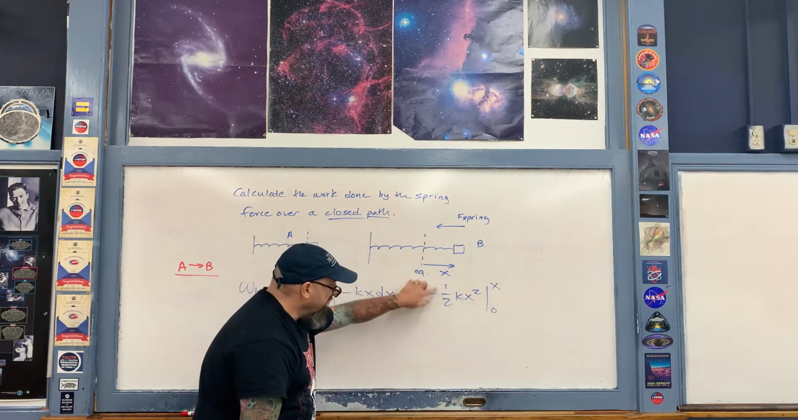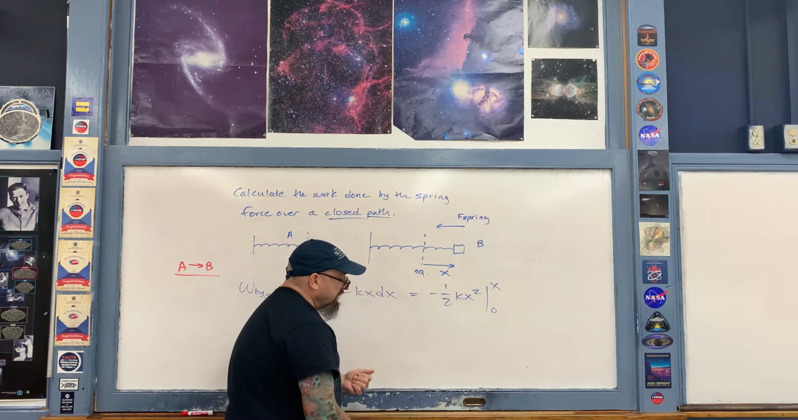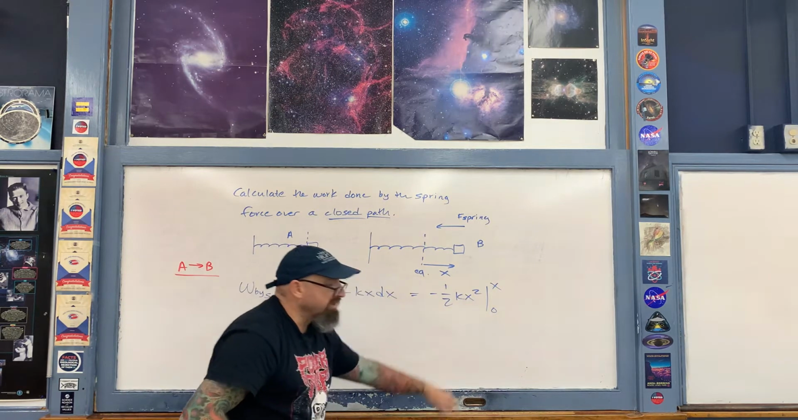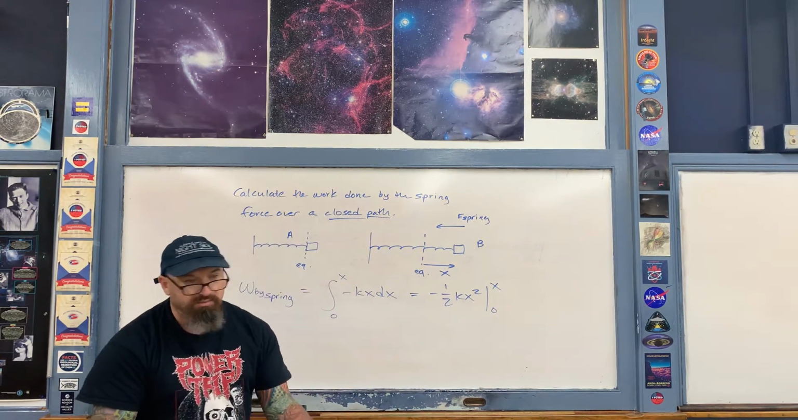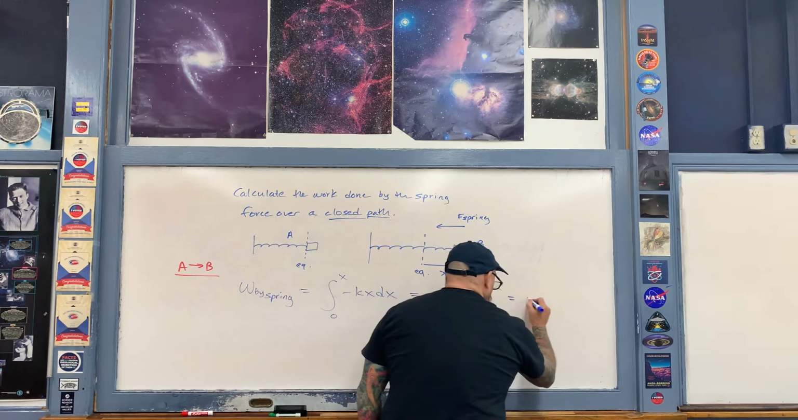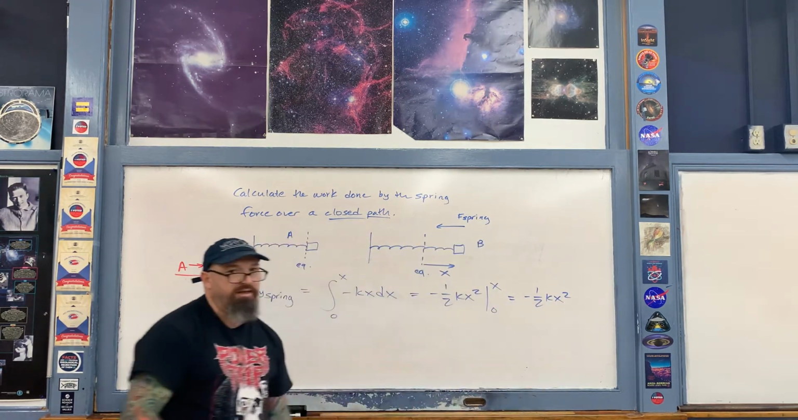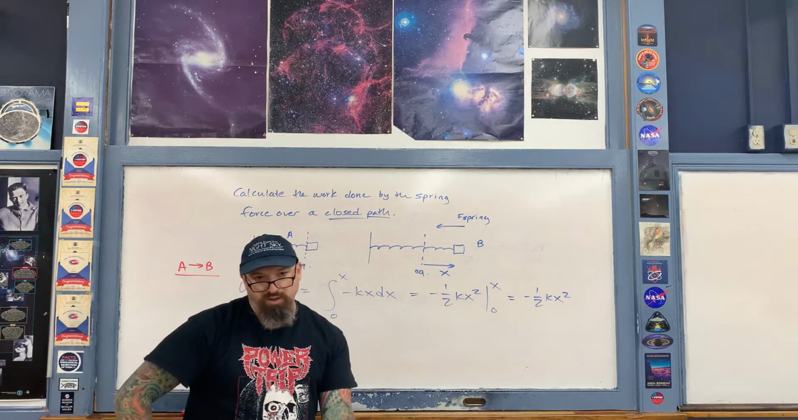First of all, we have to plug in the x into the expression, and when we do, we just get negative 1/2 kx squared, and then minus with the 0 plugged into the expression, and it just ends up being minus 0. So then therefore the work done by the spring force when stretching it out, for example, from point A to point B on the diagram is negative 1/2 kx squared.